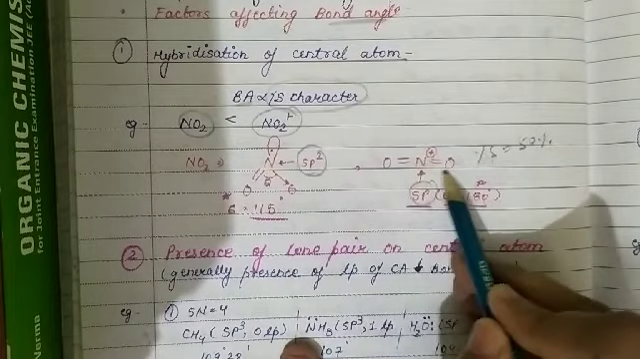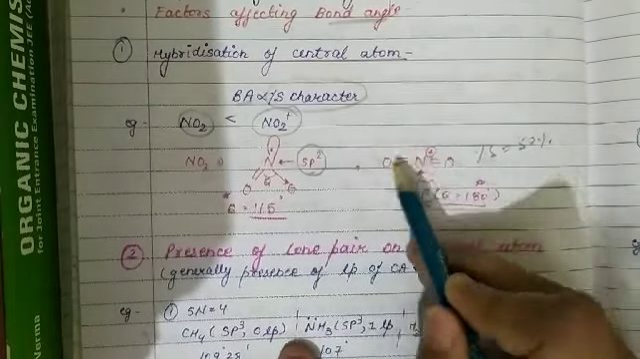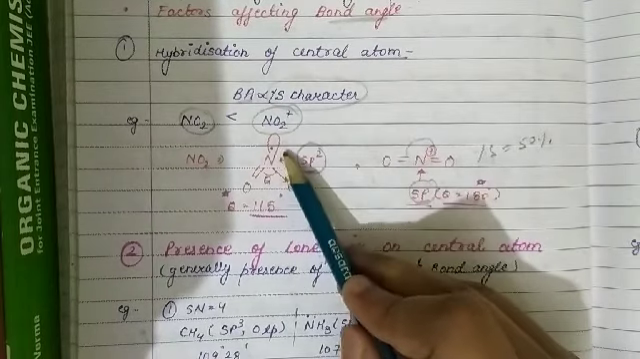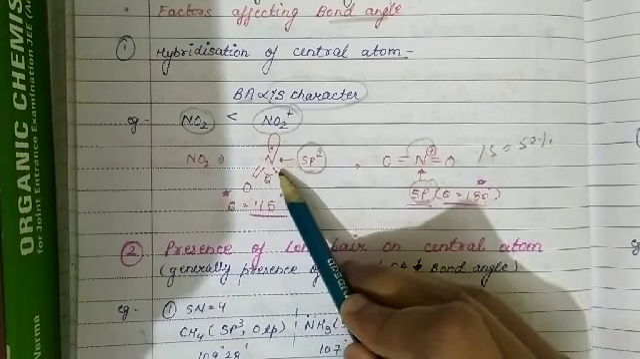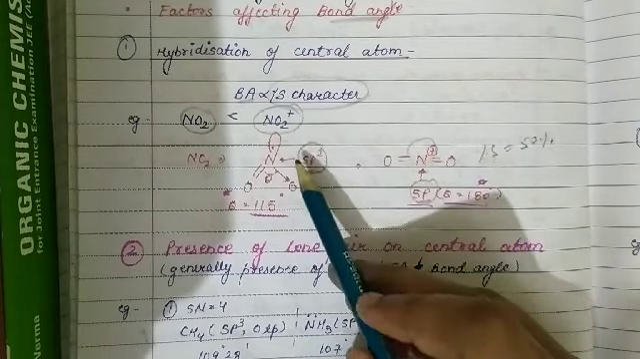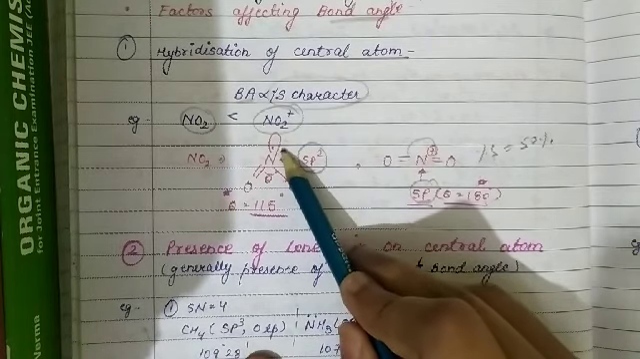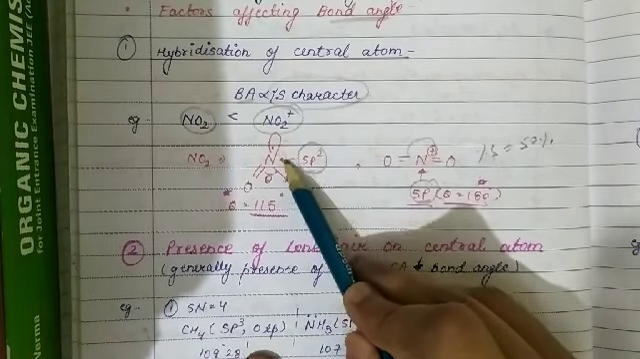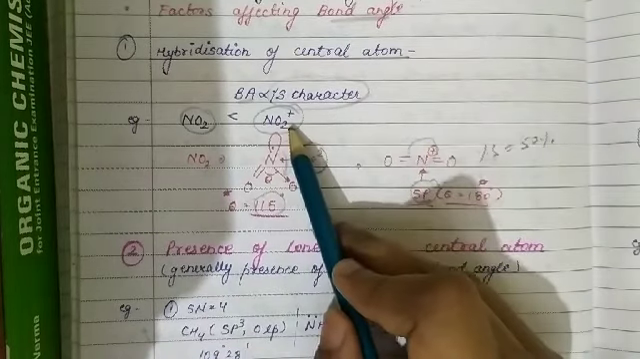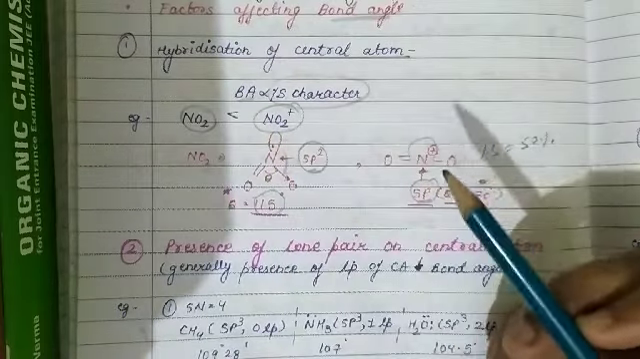Also we may see that in NO2 plus, when hybridization is sp, the bond angle is 180 degrees. While in NO2, according to sp2 hybridization, the angle should be 120. But due to lone pair bond pair repulsion, the angle decreases slightly from 120 and becomes 115 degrees. Hence bond angle in case of NO2 plus is more than NO2.